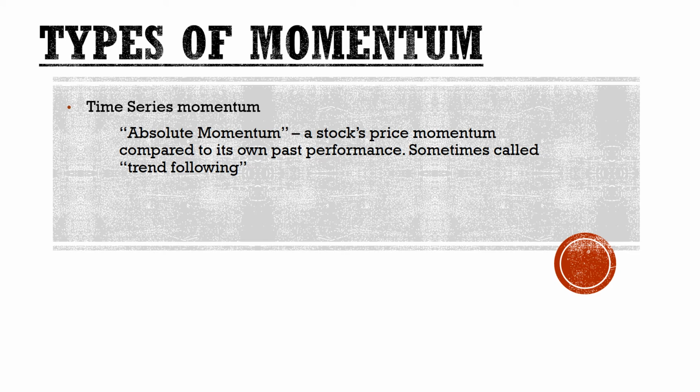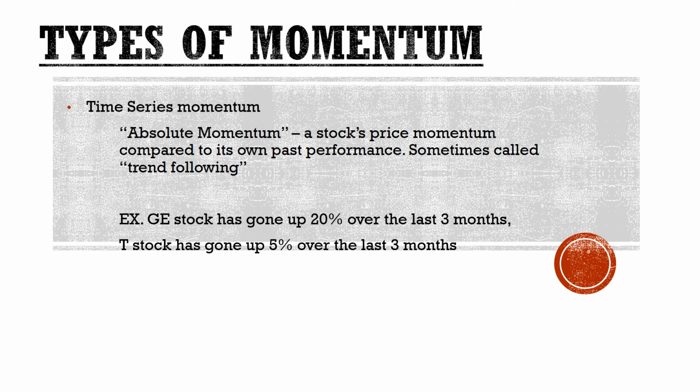So the second type of momentum that we will look at is called time series momentum, and once again this is the fancy academic term for what practitioners would call absolute momentum, or more popularly trend following. And this is basically a stock's price momentum compared to its own past performance. So we're not looking at a stock relative to any other stock in our universe, we're only looking at its own past performance.